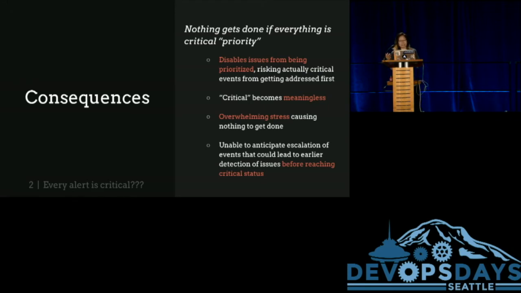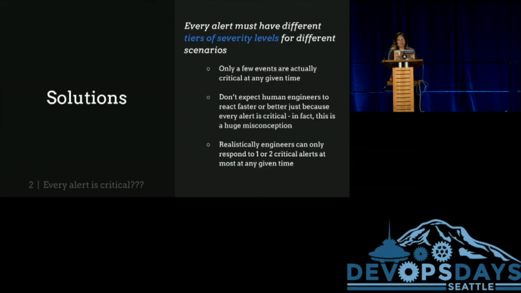And on top of that, if you actually had tiers of severity levels, you can anticipate when things are gonna get really, really bad, right? Before it becomes even critical, you can see, oh, is it going from priority 3 to priority 2, priority 1? You can see an escalation of events rather than just a stepping function of events going on, right? So if you can anticipate critical events before they happen, you can react even faster. You can even plan for it. You can build automation around it. You can do a lot of different things. So yeah, every alert must have different tiers of severity levels for different scenarios, and they should actually all hit.